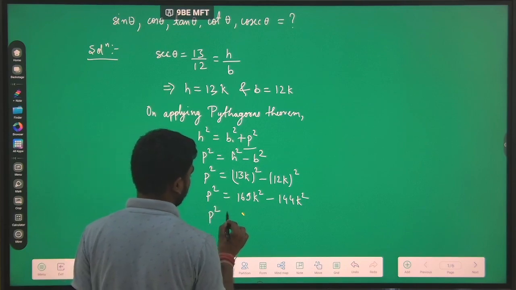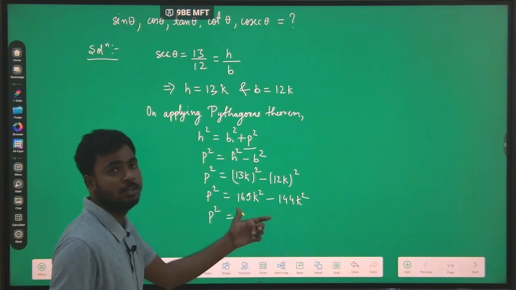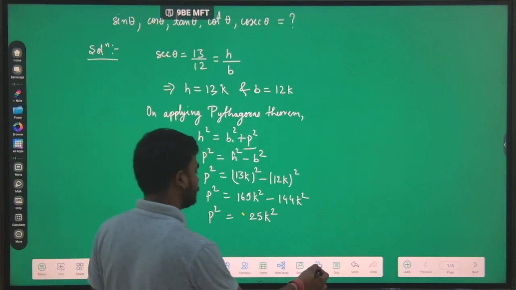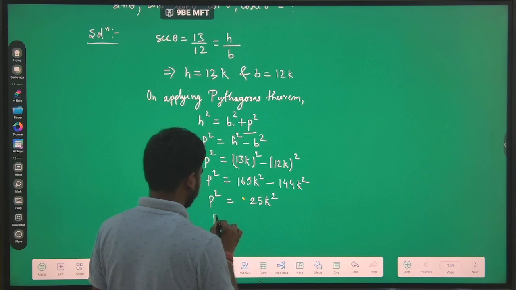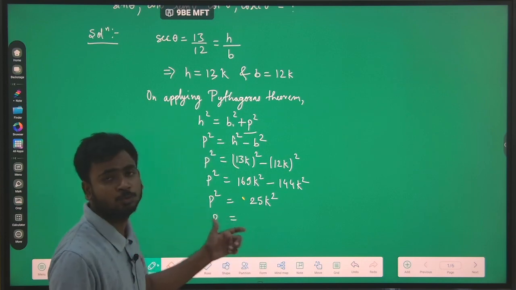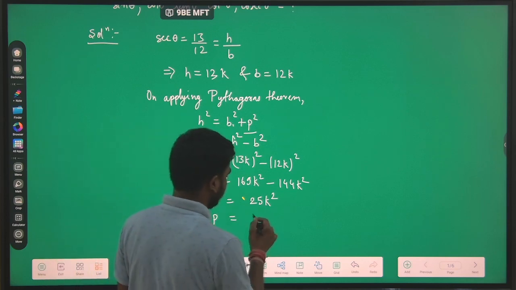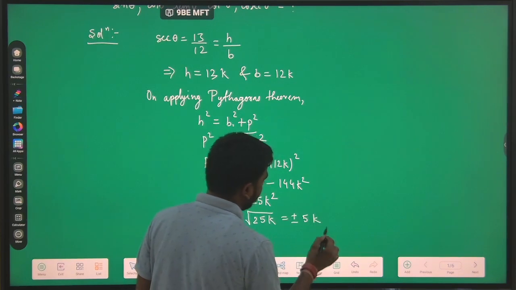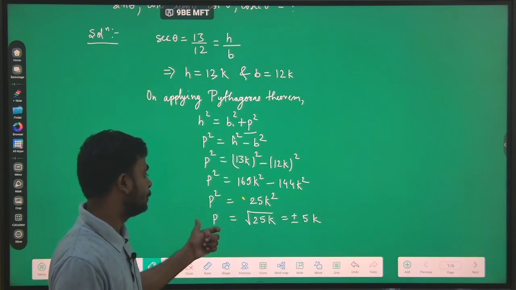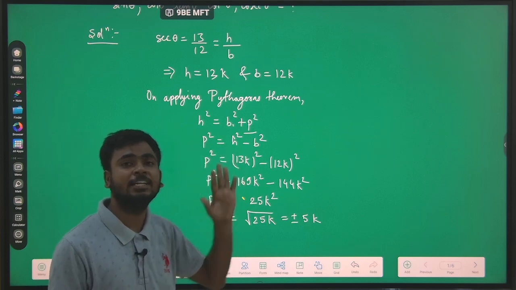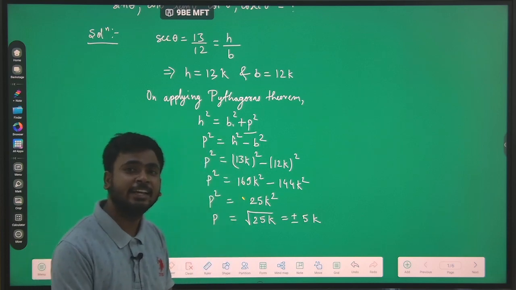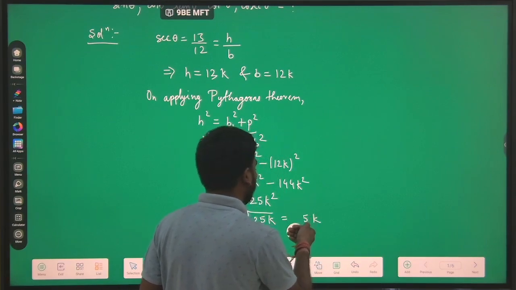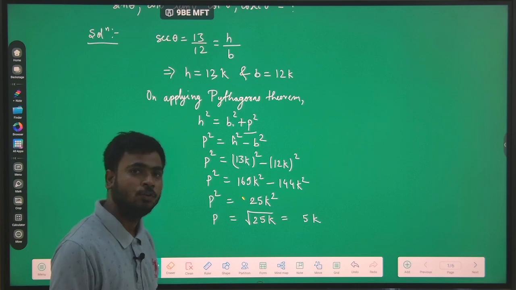So p square is 169 minus 144, that means it is 25k square. On square rooting both sides, p square will become p and square root of 25k square will be plus minus 5k. Since p, b and h are measurements of sides of a triangle and length cannot be negative, this minus 5k will not be there, only plus 5k. So p will be equal to 5k.